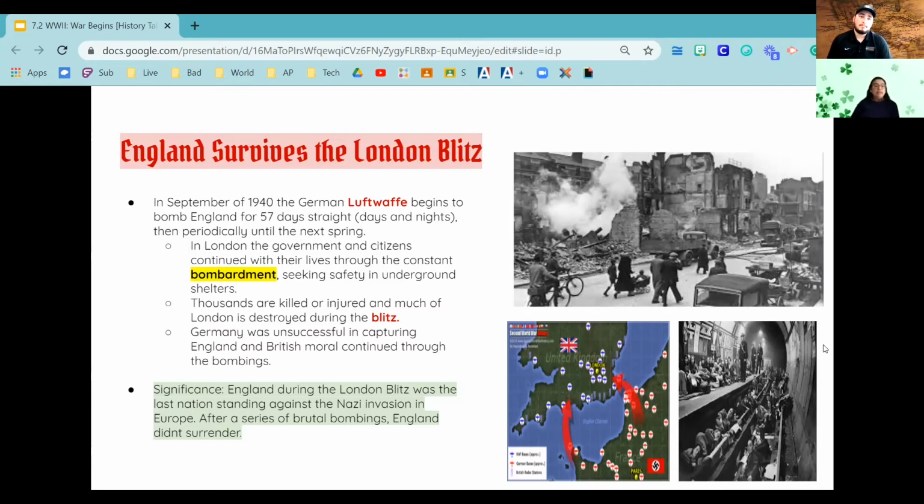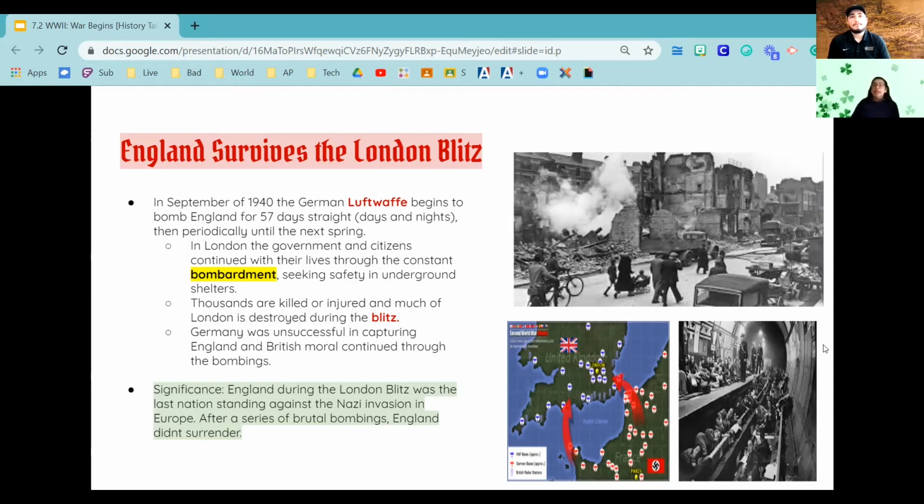In London, the government and citizens continued with their lives in constant bombardment. Now, a bombardment sounds like what it reads. They're getting bombed all day long. They are seeking safety in underground shelters.